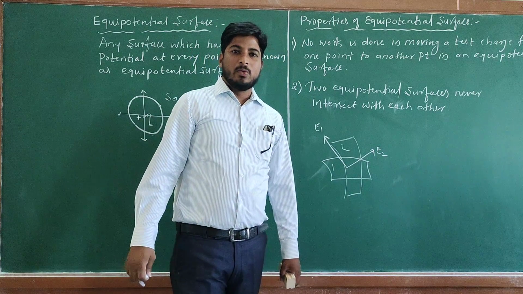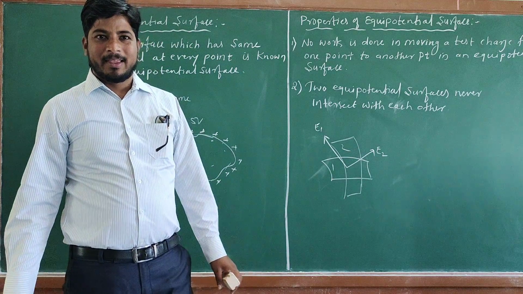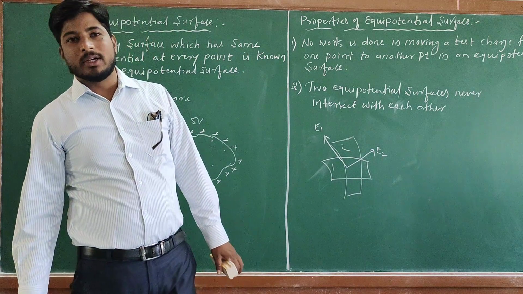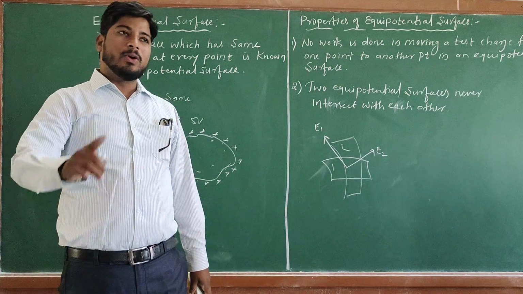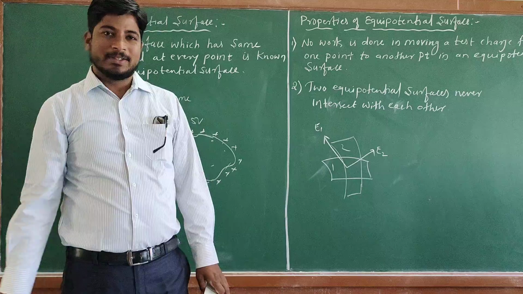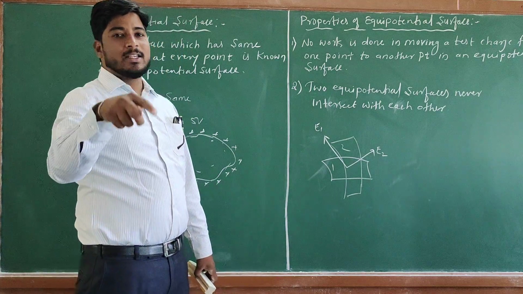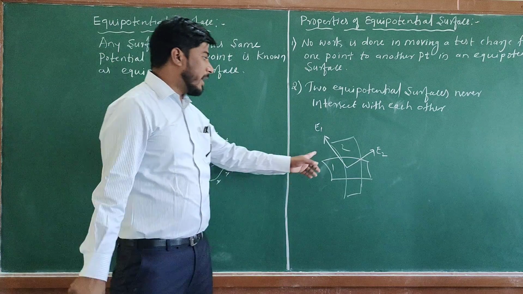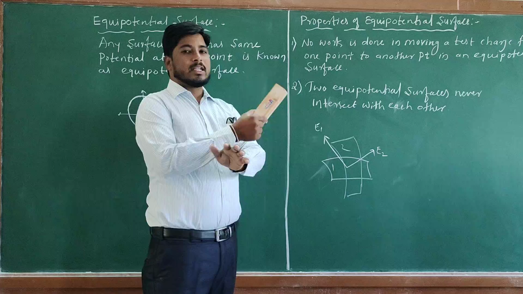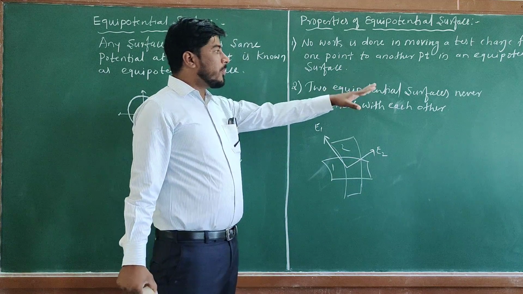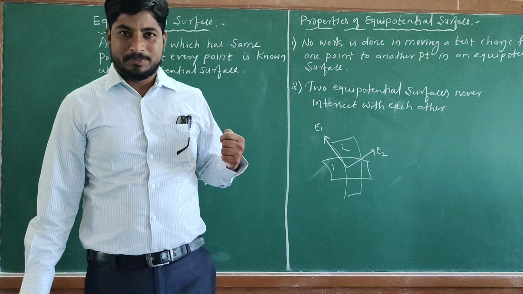And we know that it is not possible. Electric field cannot have two directions at the same point. Alright? So there will be only one direction for the electric field. We cannot say that there are two directions for the electric field at the same point. That is why it is highly impossible that two equipotential surfaces can intersect with each other.